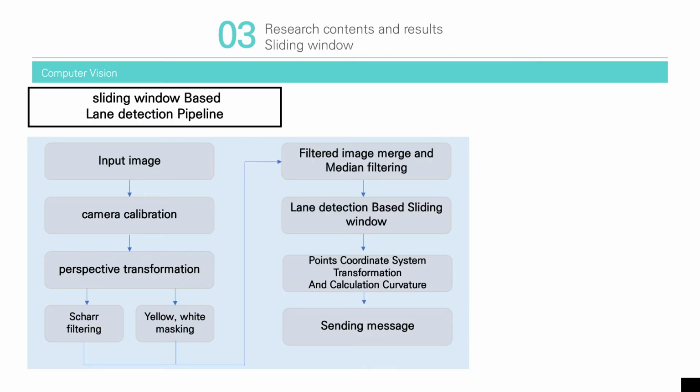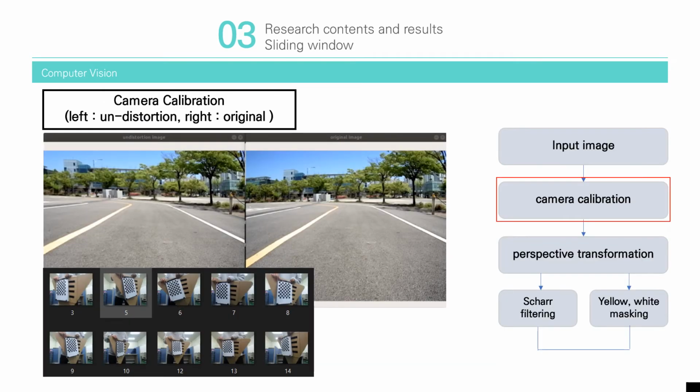Second is sliding window-based lane detection. Sliding window-based lane detection pipeline is following. Let me tell you one by one. When the input comes in, we apply camera calibration to correct distortion. The result is as below.